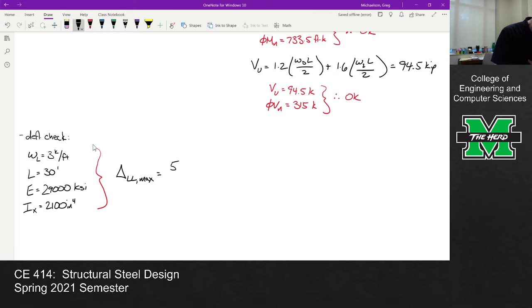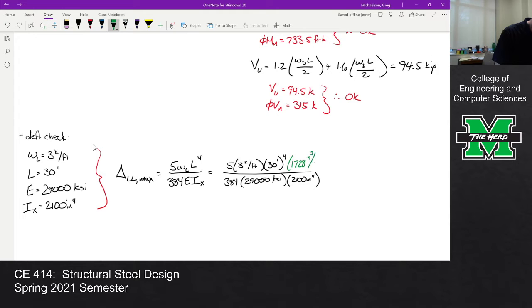So for case 1, it's 5 WL to the 4th over 384 EI. Let's write out a big old fraction: 3 kips per foot, 30 feet raised to the 4th, over 384, 29,000 KSI, and then 2,100 inches to the 4th. And then don't forget we need a conversion factor in there.